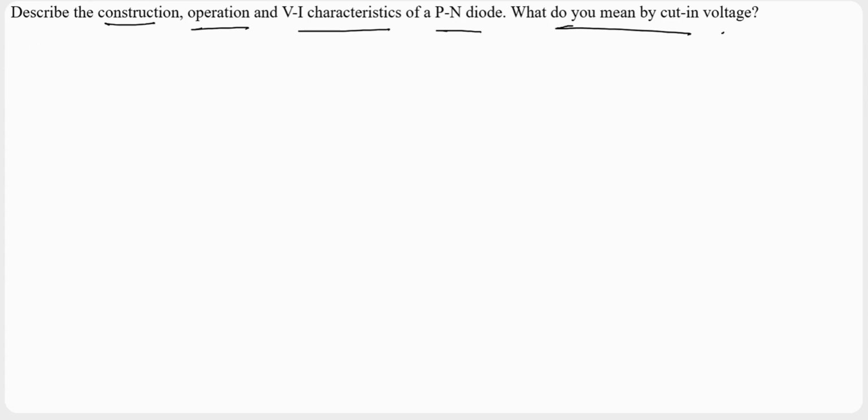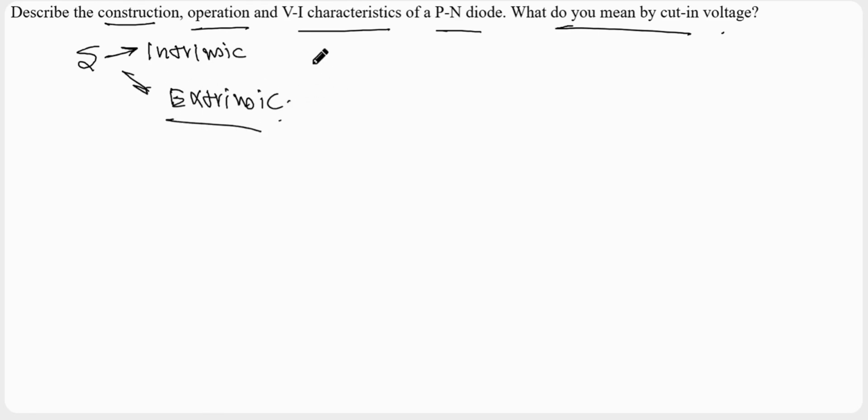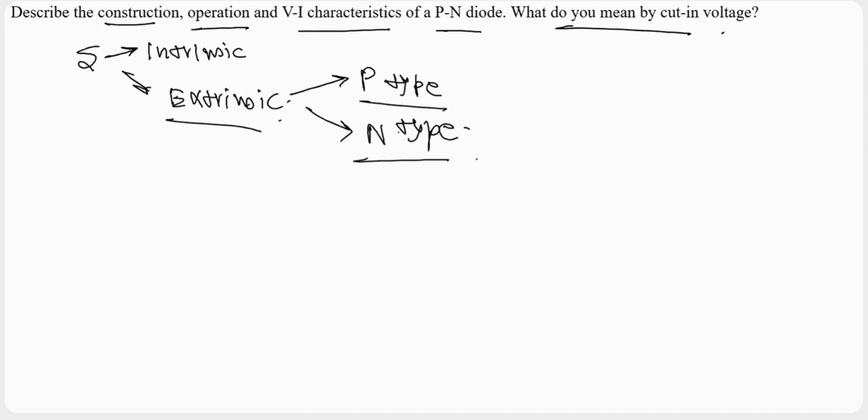So we all know about semiconductors, right? Semiconductors are materials whose conductivity lies between that of conductors and insulators. Semiconductors are specifically of two types: intrinsic semiconductors and extrinsic semiconductors. And extrinsic semiconductors can be further classified into P-type and N-type semiconductors. This classification is based upon the doping.